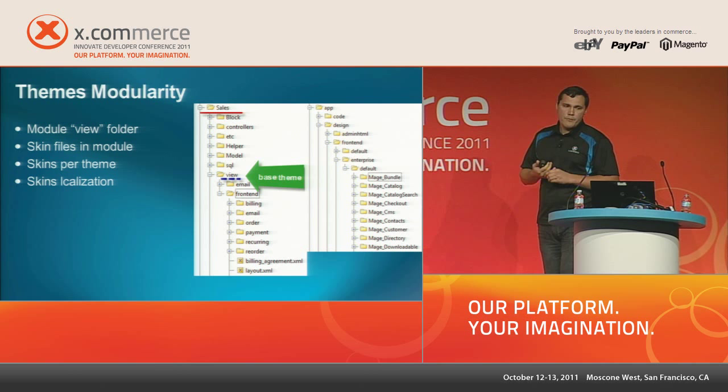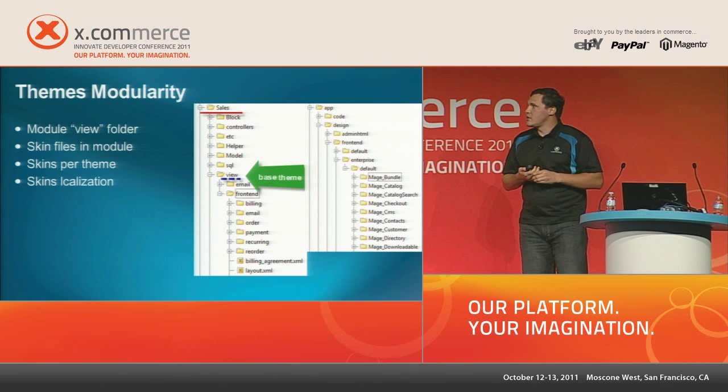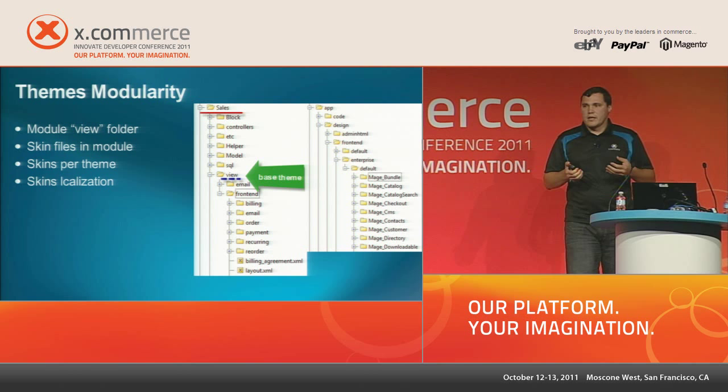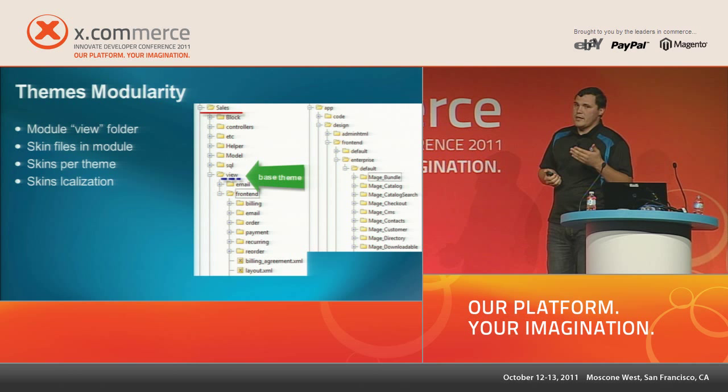We improved skins functionality by adding the ability to have localized skin resources, and in such a way you can have, let's say, one blue skin and have different images, let's say a German logo, French logo, and English logo inside your skin.